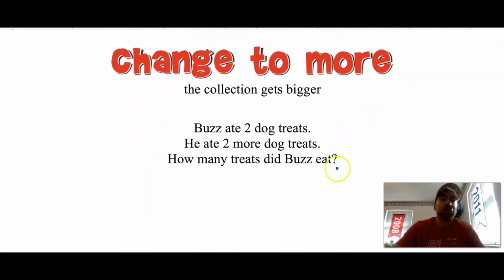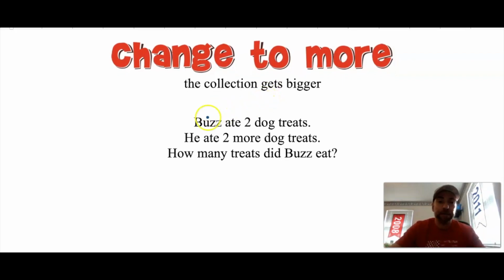Some of our number stories are called change to more. And that means the collection gets bigger. I'm finding more. I'm collecting more. I'm winning more. I'm picking up more. Let's see this story. Let's echo read.